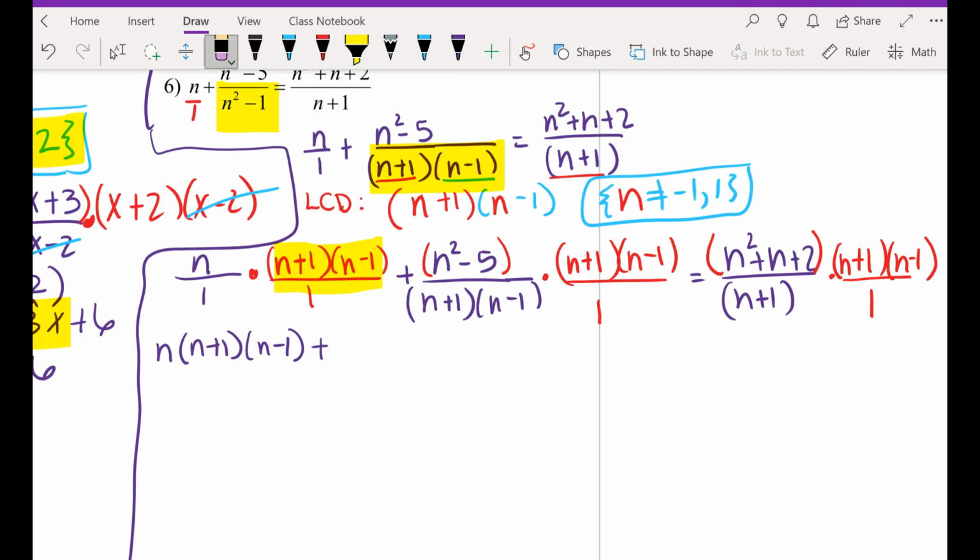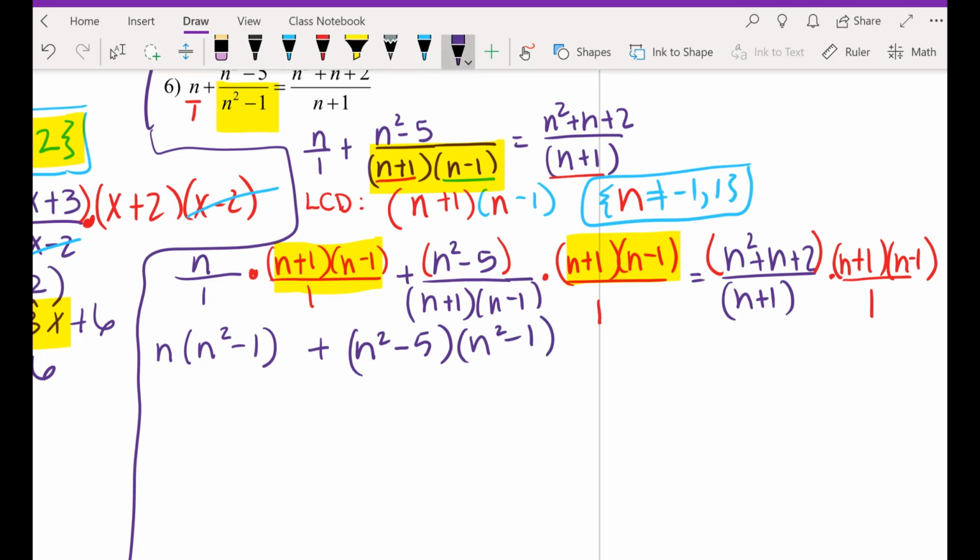So it's probably easiest for us, before we distribute, to write it as n squared minus 1, because it's going to be a little bit easier for us to distribute, right? So n squared minus 5 times this right here, our LCD is n plus 1 times n minus 1. And remember, that was the factors for, oops, I wrote x again, that was the factors for n squared minus 1. So it's easier for us just to write that down.